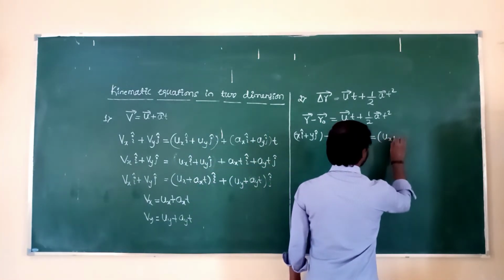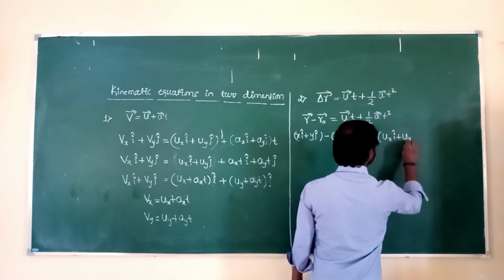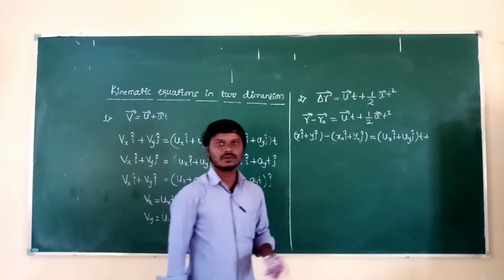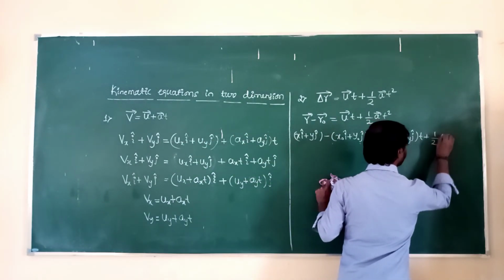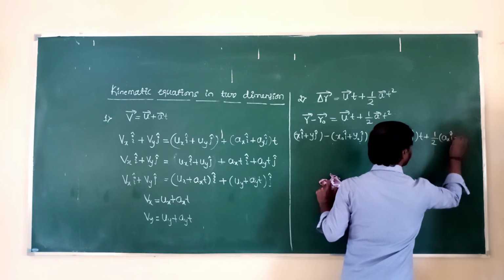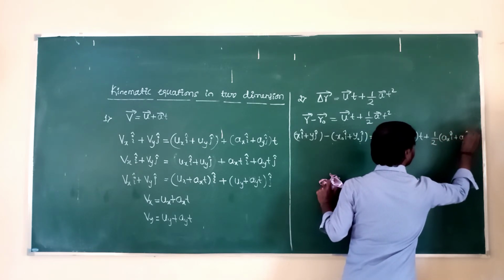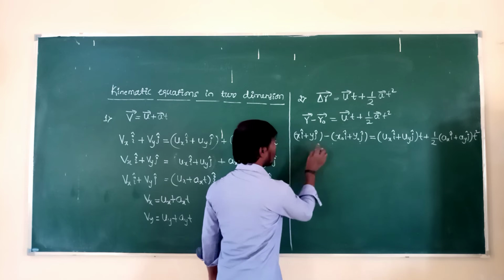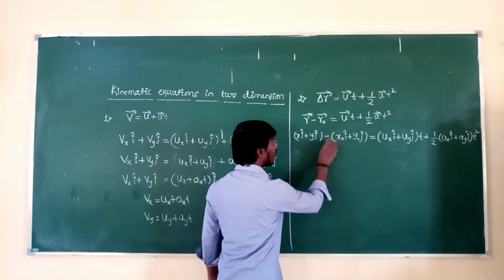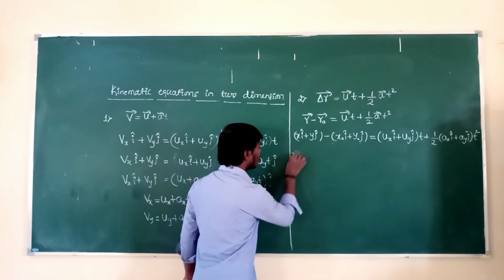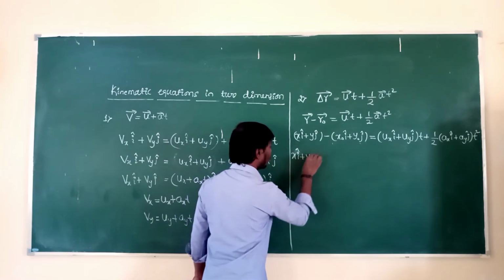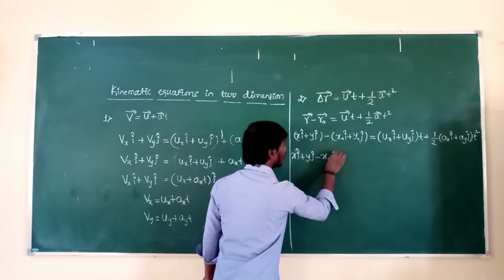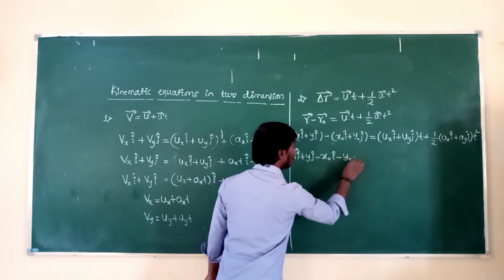So that is ux i plus uy j, into t, plus a, which can be resolved again into two components, 1 by 2 (ax i plus ay j) into t square. Okay, then see here, I will multiply this bracket with the negative sign. Then we will get xi plus yj, then minus x naught i minus y naught j.